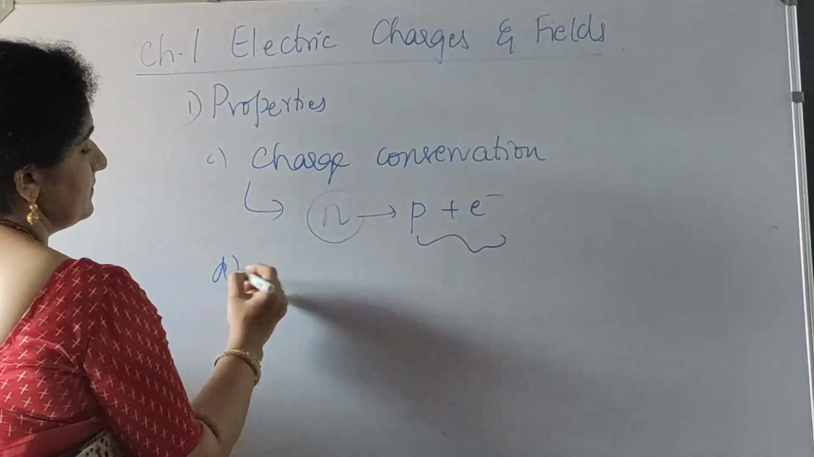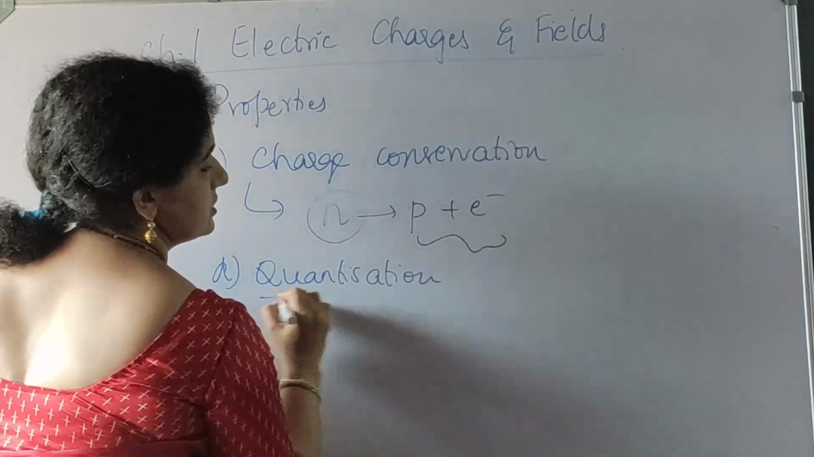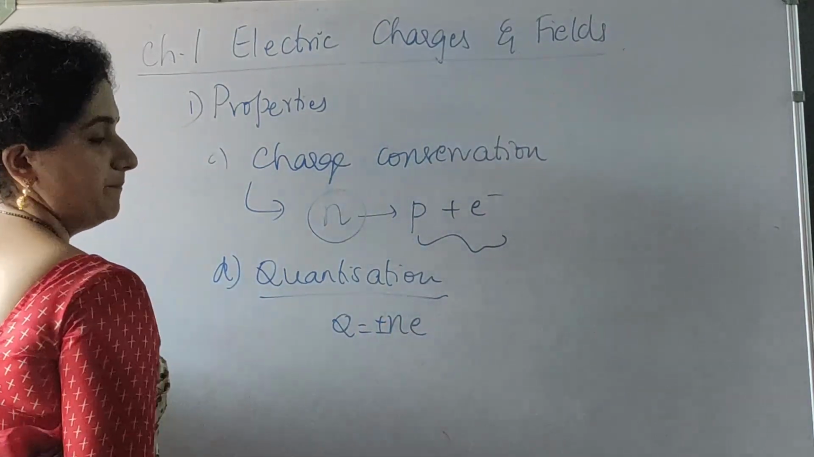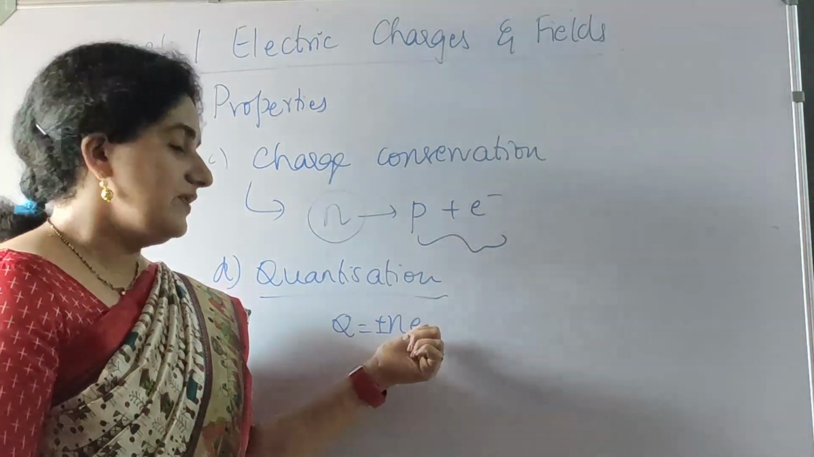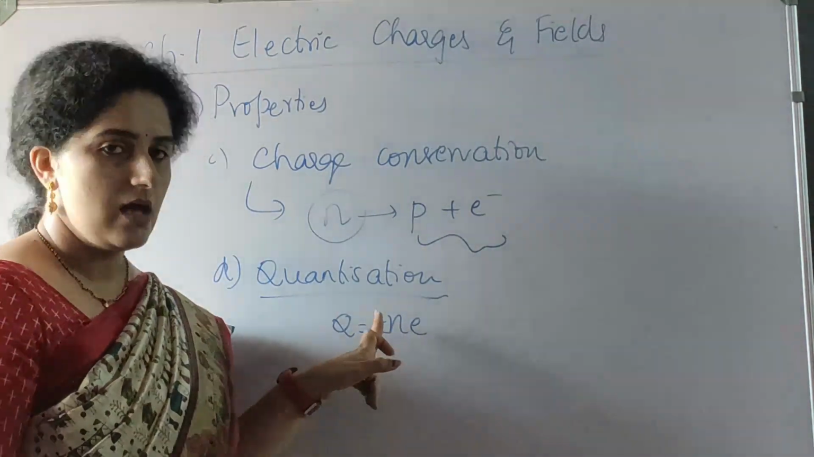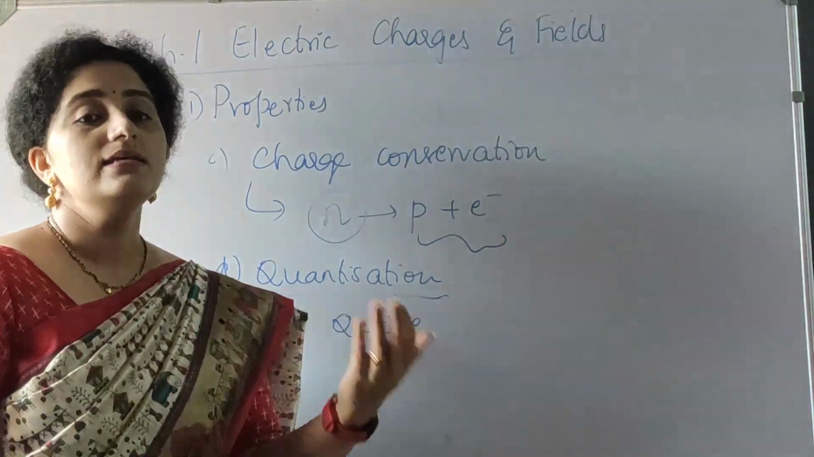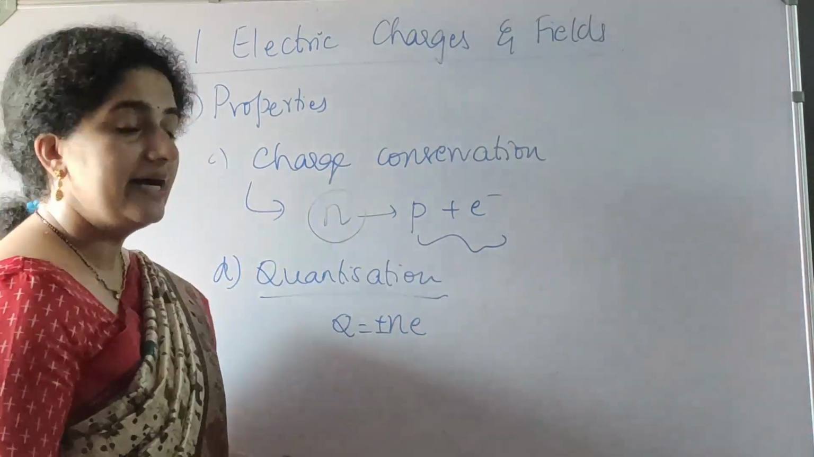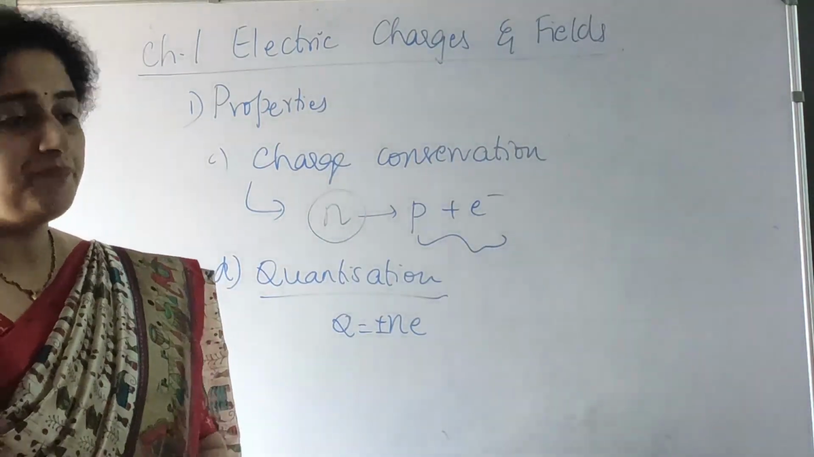Okay. Next one is quantization of charges. Charge quantization: Q is equal to plus or minus n e, where e is the charge of the electron. If you consider the electron, you get a minus sign. If you consider the proton, you get a plus sign. So Q is equal to plus or minus n into e. What is this n? n is the total number of charges which you add to the system or remove from the system. So Q is equal to plus or minus n into e.